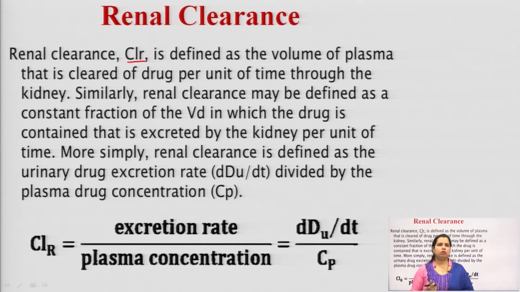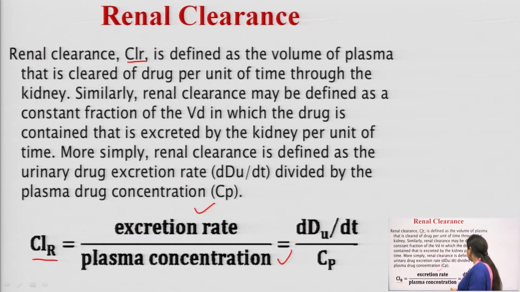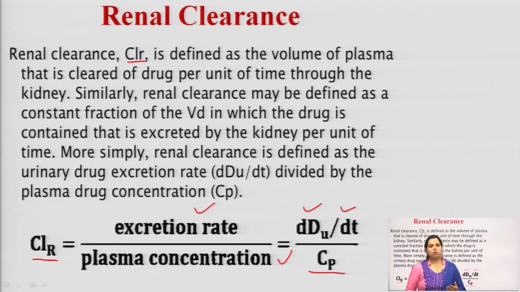So, we can also term it urinary drug excretion, defined as the urinary drug excretion rate, du by dt, divided by plasma drug concentration. So, CLR will be the excretion rate over plasma drug concentration, and it will be represented as du by dt over Cp. So, the mathematical expression can be like this.